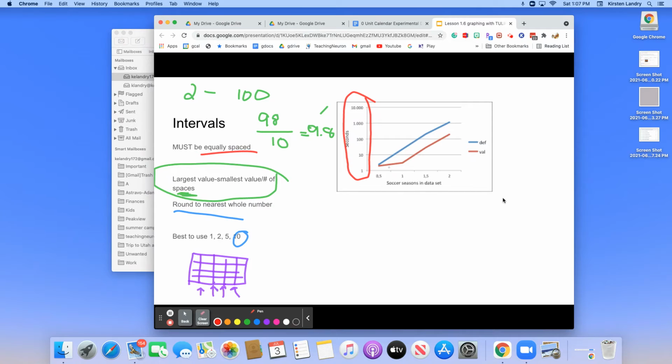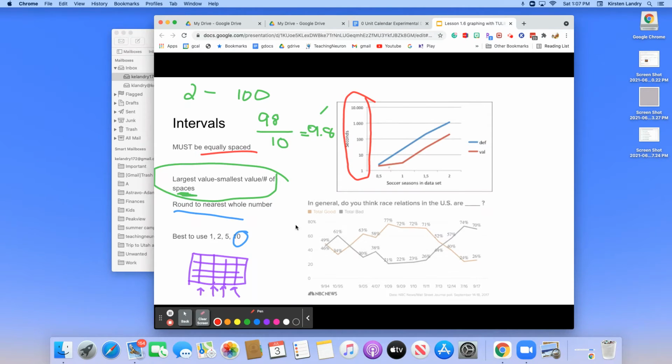Okay, so let's take a look at another one. Here's another, oh my gosh, I am sorry. I don't know what's happening to my computer, but let's take a look at this one. Let's start looking at the question. In general, do you think race relations in the US are either good or bad? So they have to choose one of those. And if you look, it has percentages on the y-axis, and then on the x-axis, it has dates. So this would be like September 1994, October 1995, and so on, okay?